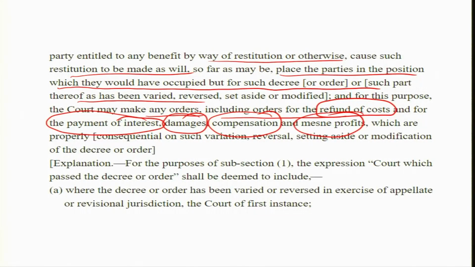Sometimes you do all these things in haste, being a decree holder you feel, lower court has given this decision in my favor, let me act as per the decision, whatever I have right now I can use it now. If you do it, then if the appellate court changes the decision, you have to suffer these consequences, keep all these points in your mind. This can be the consequence: payment of interest, refund of cost, damages, compensation, mean profit, or other things ordered by the court. This is also a deemed decree, restitution, this is called restitution and this is a deemed decree.